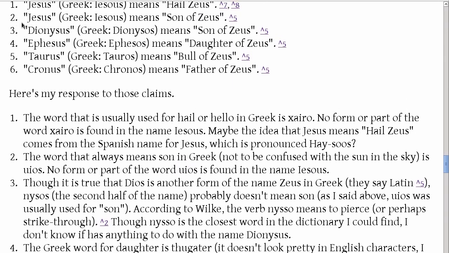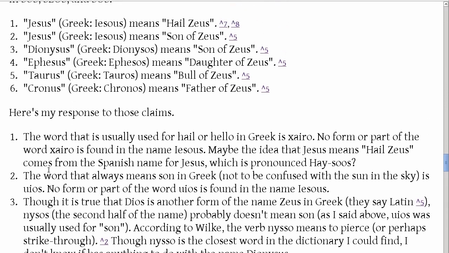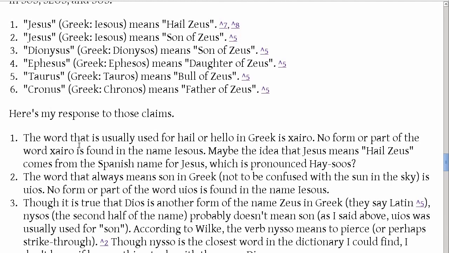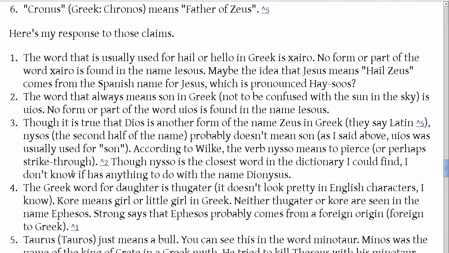So 3, which goes to Dionysus, means son of Zeus. Now notice that the same person claims that Jesus means son of Zeus and Dionysus means son of Zeus. Might seem a little strange that they both mean son of Zeus even though they are both spelled completely differently. Alright, so 3. Though it is true that Theos is another form of the name Zeus in Greek.